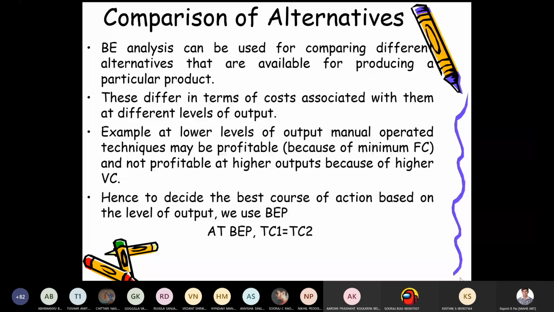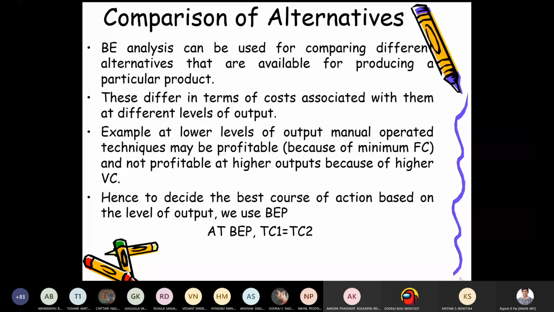Right. So when we compare the alternatives, we basically calculate the total cost at the break-even point. At the break-even point, we compare the total cost of alternative one with that of alternative two. Now, total cost is nothing but the fixed cost plus the variable cost. So we take into consideration the fixed cost and variable cost of the first alternative, as well as the second project's fixed and variable cost. Depending upon the value, we suggest which particular alternative will be the economical.